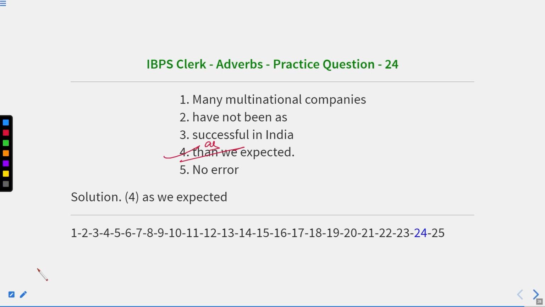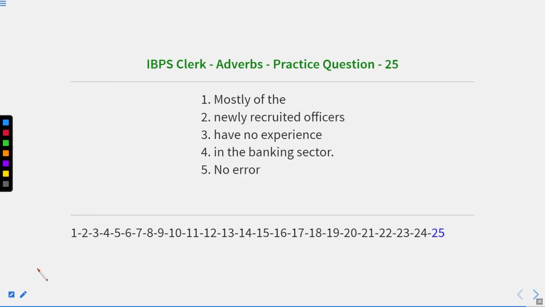Now let us move to the 25th or the last question of today's session. So here it is, mostly of the newly recruited officers have no experience in the banking sector. So in this sentence it is written mostly of the newly recruited. Mostly means at frequent intervals of time or many times, but most of the newly recruited officers, we are talking about officers which are noun. So mostly is not suitable word over here. Instead we should write most of the. So most is an adjective which can be used over here. So here the correct answer is 1, that is most of the.